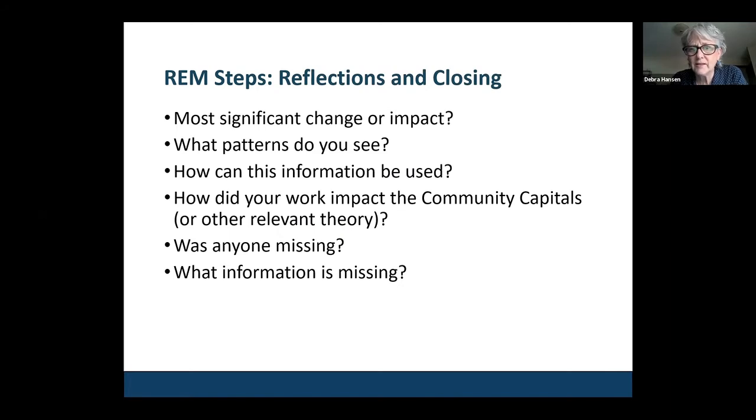What do they say is the most significant change or impact? What patterns did they see? How can the information be used? In community development, we often work or code and move the conversation towards community capitals and having that conversation with them about how does it change the natural capital or financial capital, social or cultural. We also talk about, was anybody missing and is information missing?